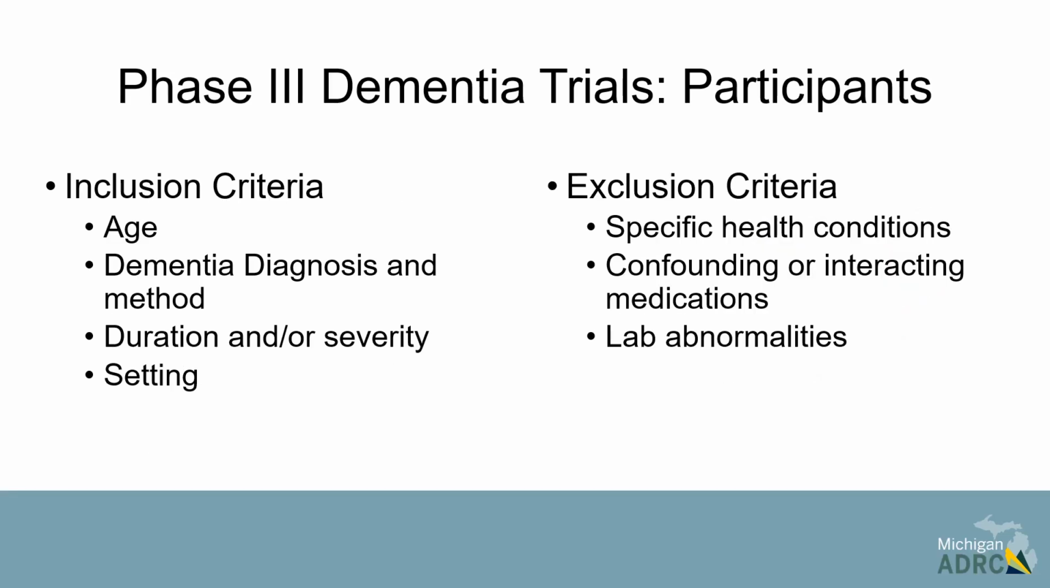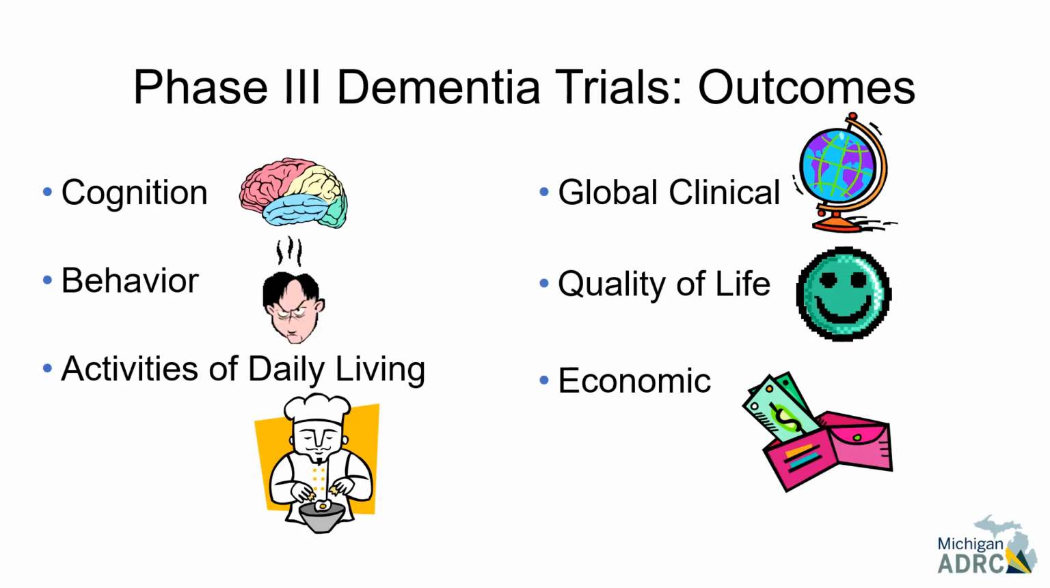There are important decisions about the participants. As I mentioned previously, there are many potential options in terms of clinical trial outcomes. For phase 3 dementia trials, typically the measures are going to focus on cognition, behavior, or activities of daily living. Some of these may be combined in some type of composite measure looking at their overall clinical function. Often other measures include assessments of quality of life or the economic impact of the intervention.